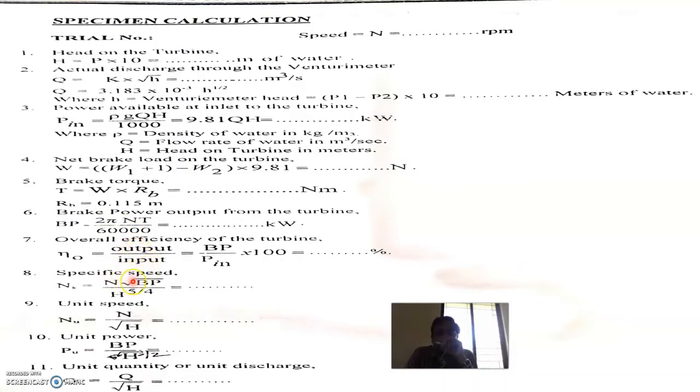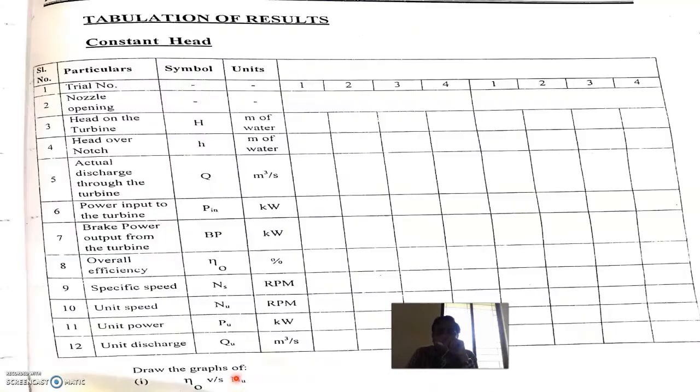The overall efficiency is output by input. You're going to find the specific speed of the turbine, the specific unit, the unit power, and the unit quantity or unit discharge. Then you're going to tabulate your results in this resulting sheet.